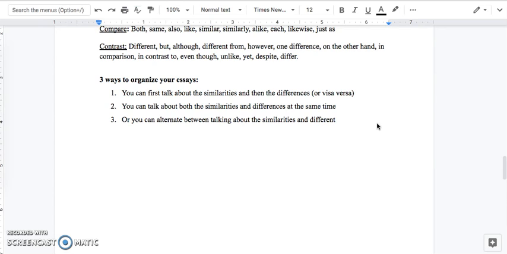Or the second way, you can talk about both the similarities and the differences at the same time. So for example, I'd be like, we are similar because we both love pizza, but we are different because I have curly hair and she has straight hair. Or you can alternate between talking about the similarities and differences. So that would be, for example, I'd start with some similarities, then I'd go to some differences. Then I'd add another similarity, then another difference.